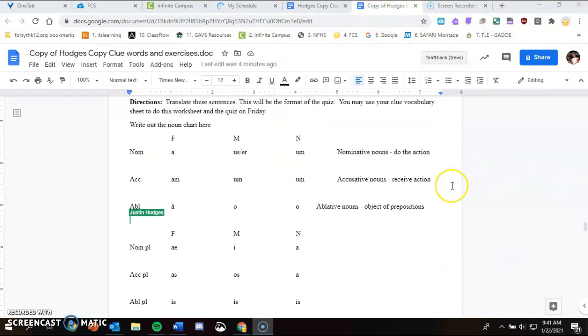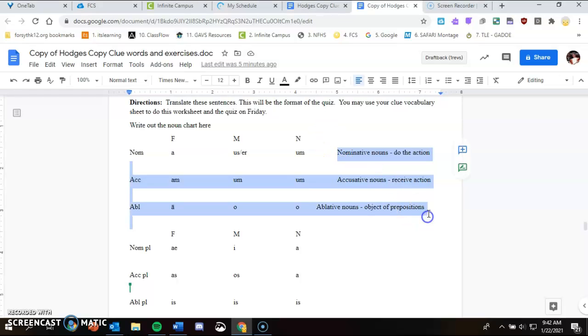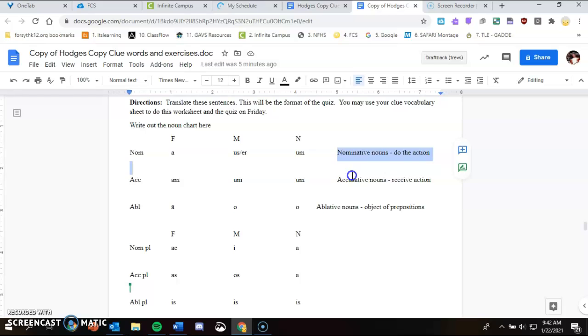Hi, quarantine people. This starts on page 6 of the clue packet, and this is the review for the clue quiz. That's going to be on Monday for odd periods and Tuesday for even periods. If you're filling this out at home, just pause this screen and fill in these answers right here for all the different endings. I also have an explanation for what each of these cases means right here to the right.